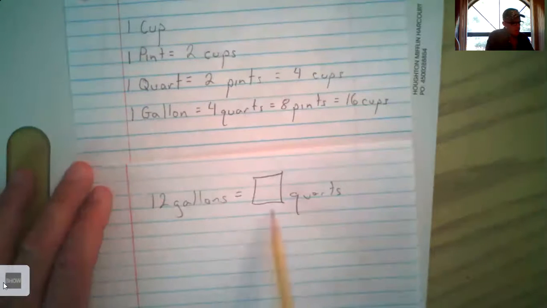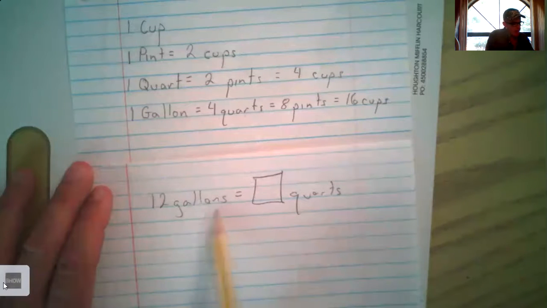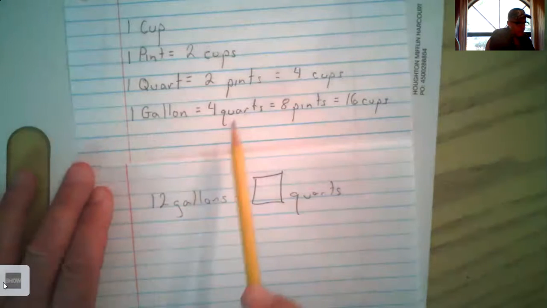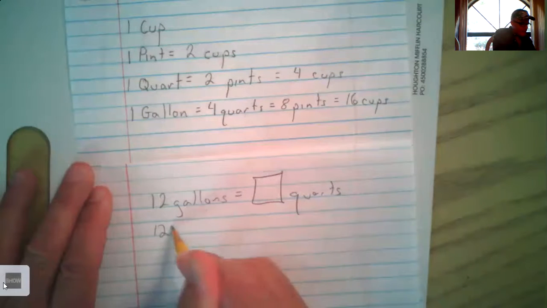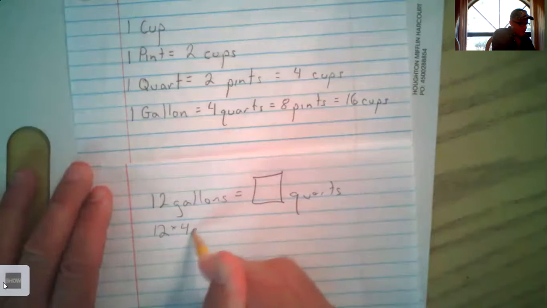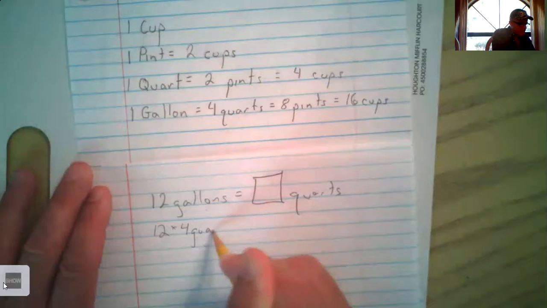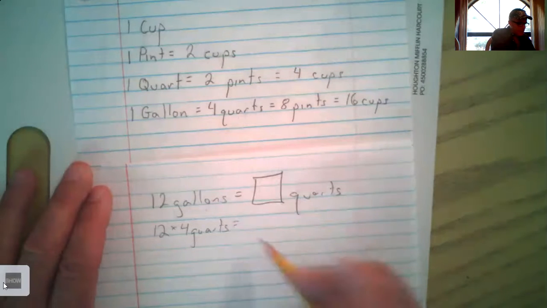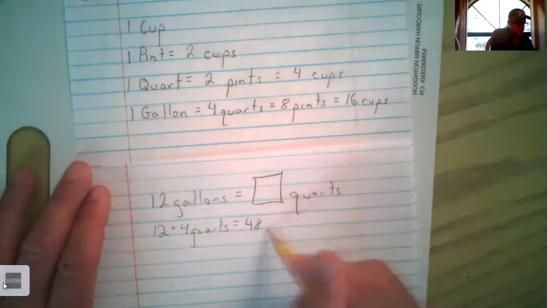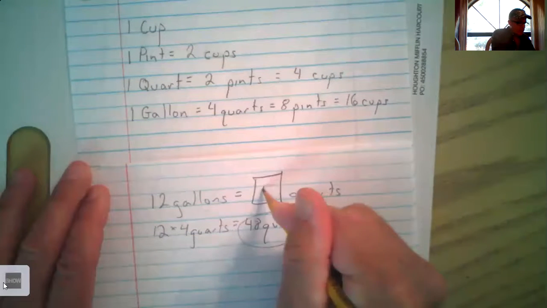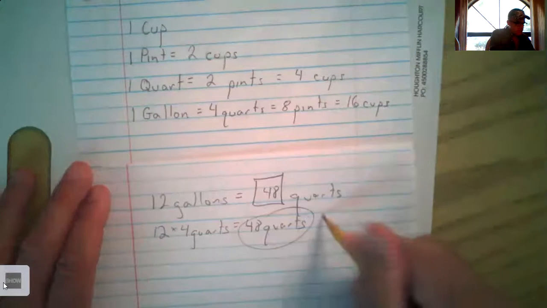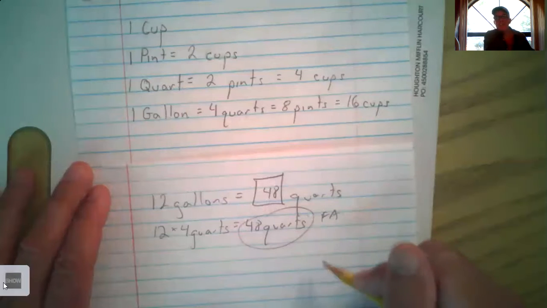So I need to convert the bigger unit of capacity into a smaller unit of capacity. So how many quarts are in a gallon? Let me take a look at our sheet here. We have 4 quarts in a gallon. So I'm going to go 12 gallons times the 4 quarts that are in a gallon equals 48 quarts. Final answer.